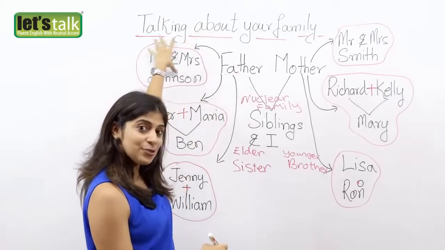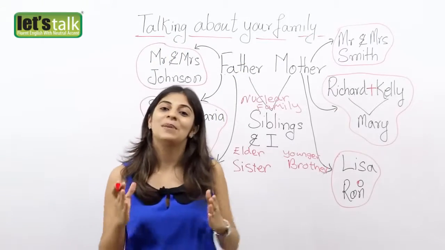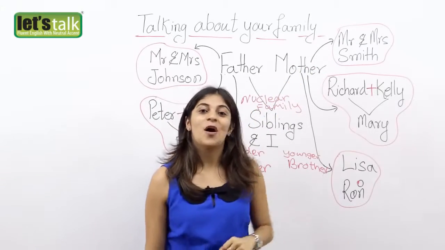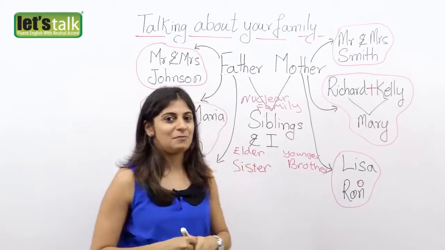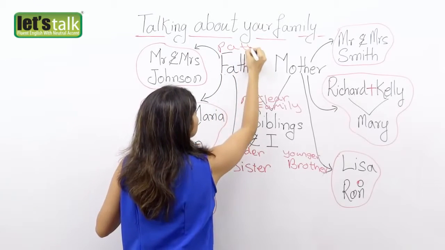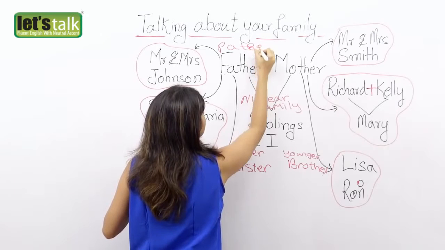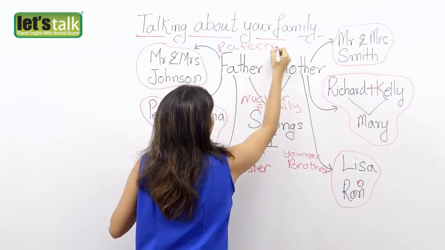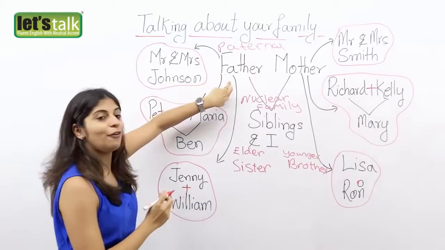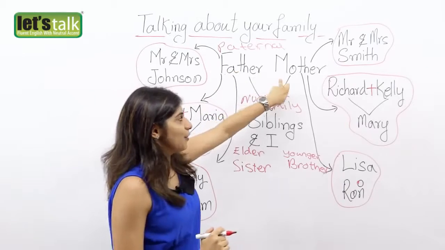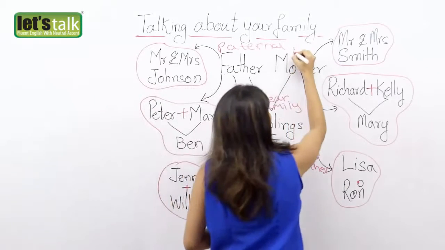Your father's side of relatives would be your paternal family members and your mother's side of relatives would be your maternal family members. So, let's write it down here. Your father's side of family would be your paternal family and your mother's side would be your maternal.